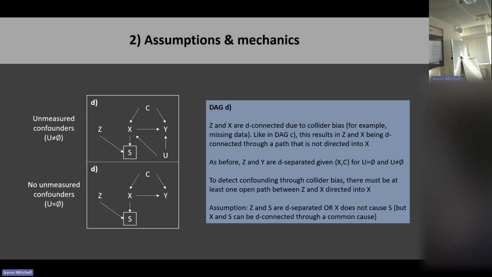And the way I prevent this from happening in my work, where I can make assumptions about how reality is, is by assuming that Z and S are d-separated, so there is no open path between Z and S, causal or otherwise, and X does not cause S. So this is important to understand. I'm not saying that X cannot be connected with S. I'm just saying that X cannot cause S. For example, if there is a common cause between X and S, then the arrow is pointing towards X, and that's really what I need. So if any of those two conditions, the separation of Z and S or X not causing S, if any of those two hold, then I'm good. And I'm going to prevent this from happening.